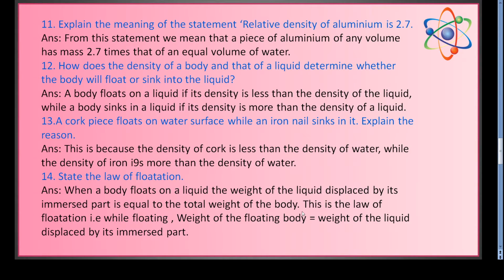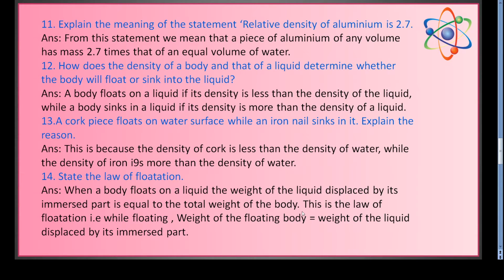Next question: Explain the meaning of the statement that the relative density of aluminium is 2.7. From this statement, we mean that a piece of aluminium of any volume has a mass 2.7 times that of an equal volume of water.